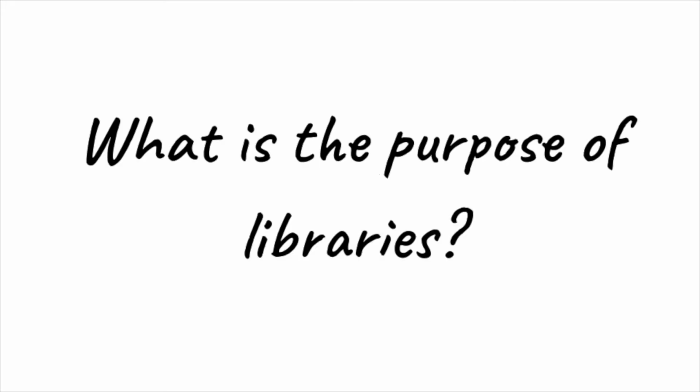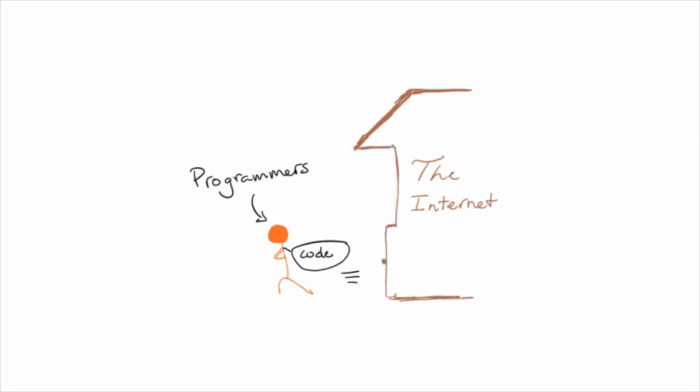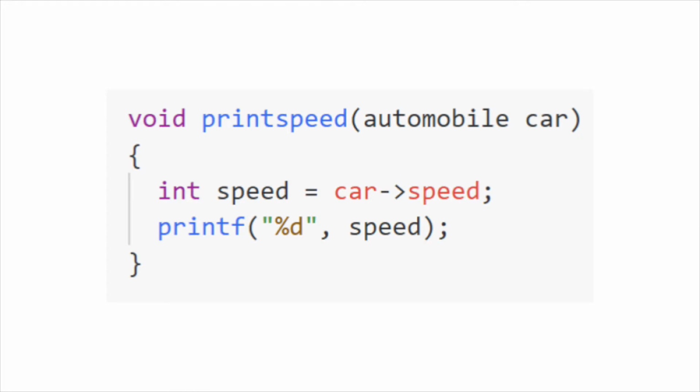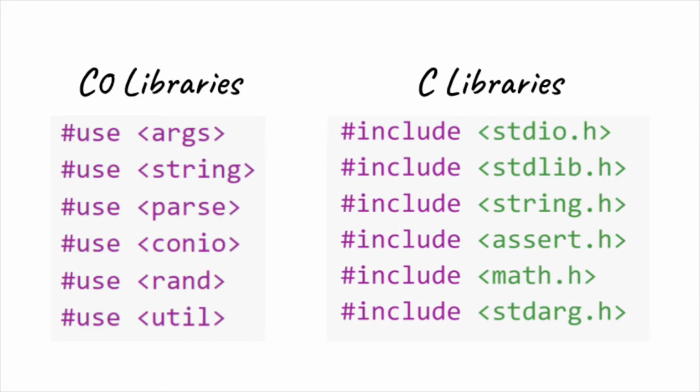First, let's ask ourselves, what is the purpose of libraries? Well, almost all programs reuse code that is already written. For example, when you're printing an integer in C0, you're reusing previously written code that turns an integer into a terminal output. And this is what libraries are for. They implement functions that may be useful across many applications.